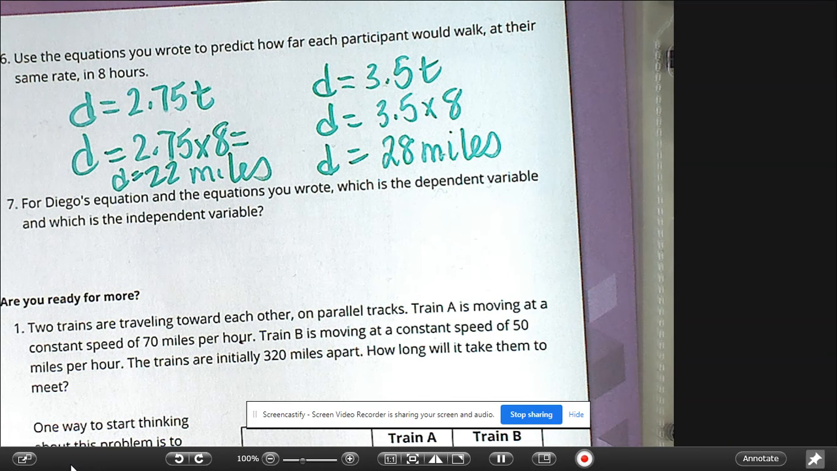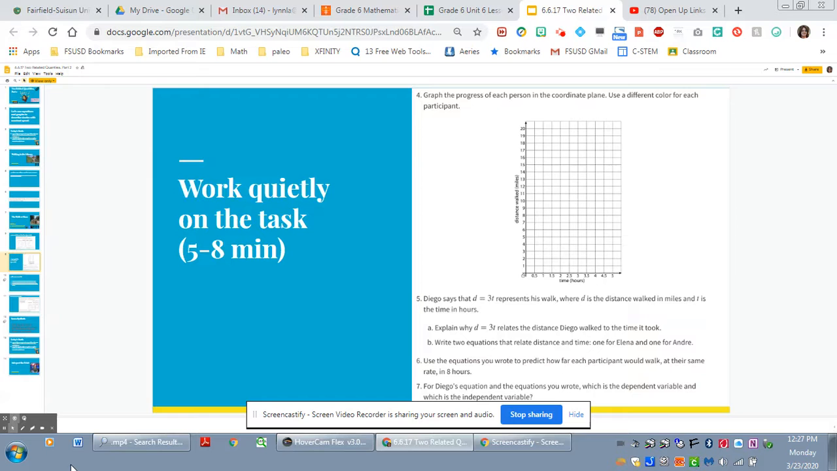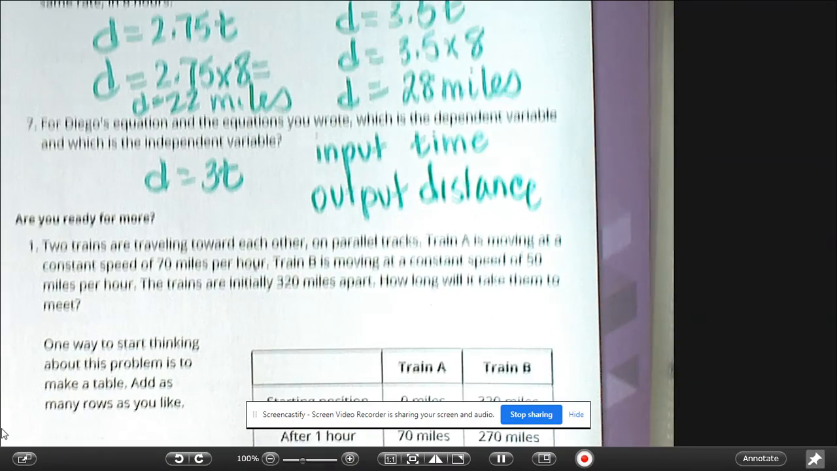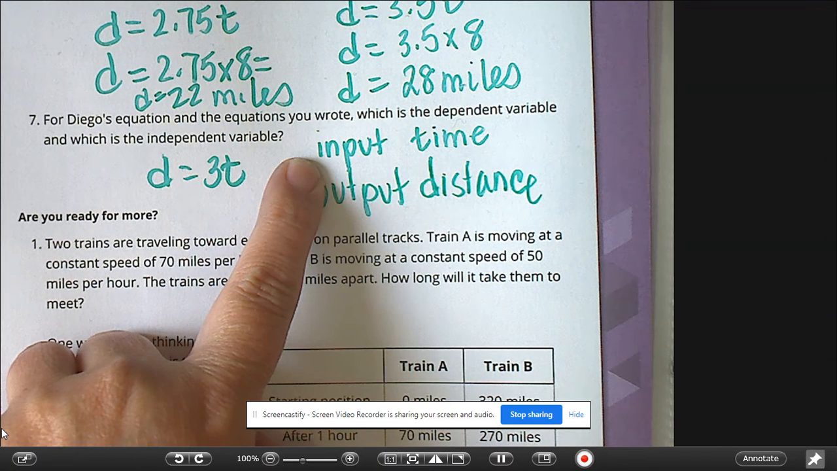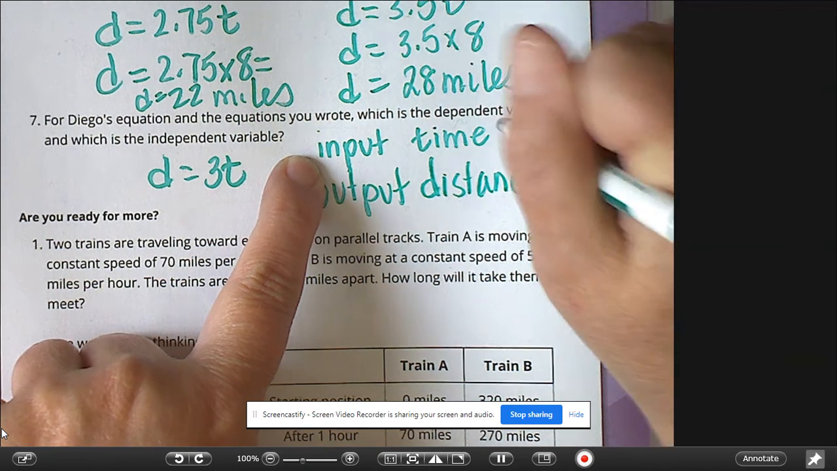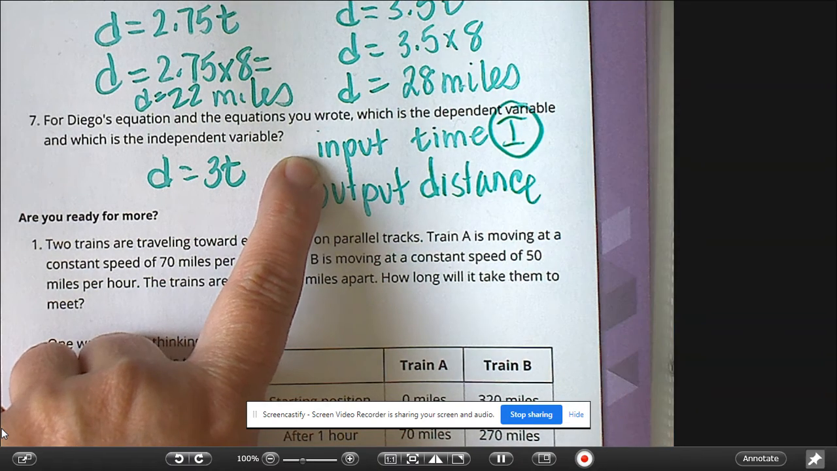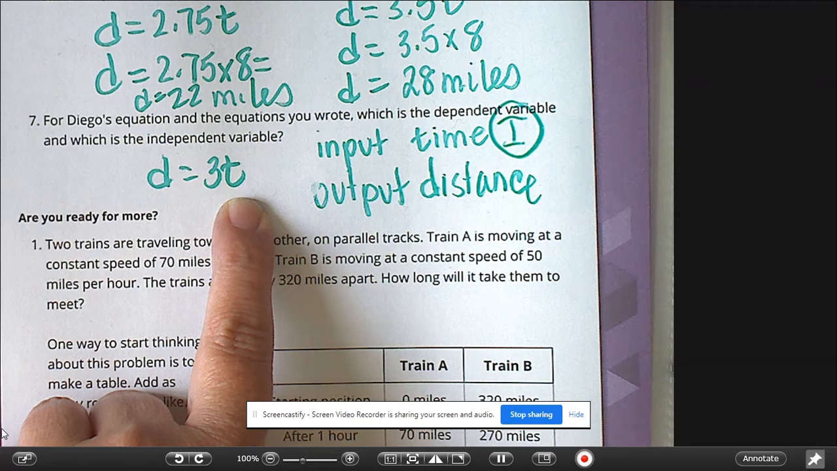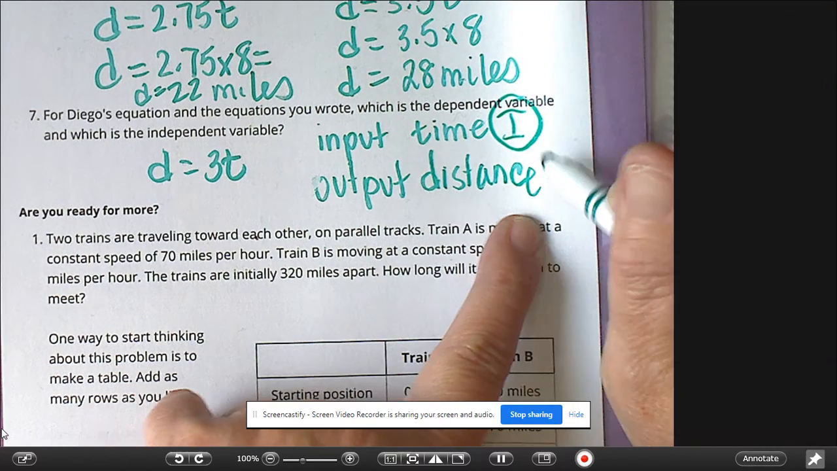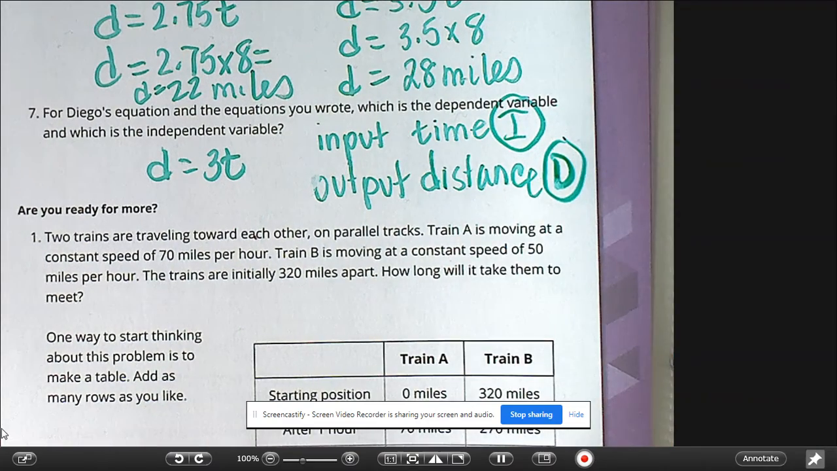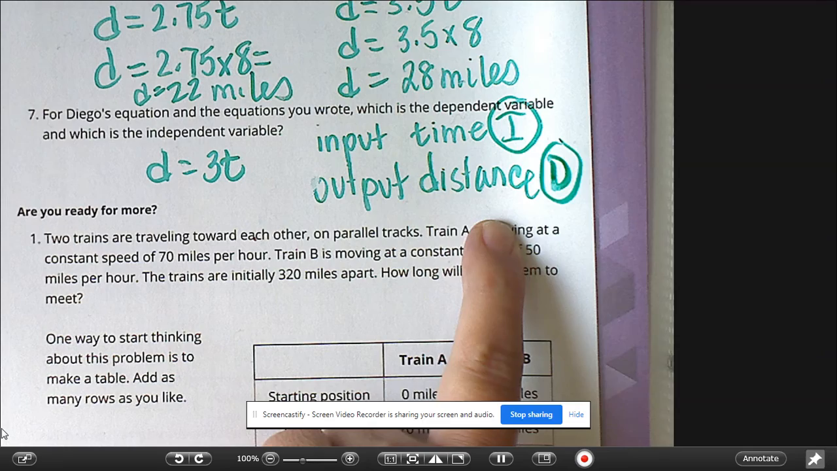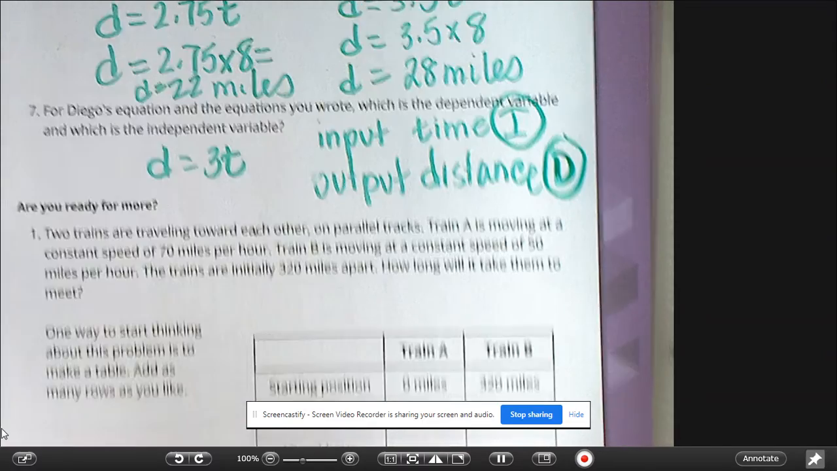Okay, and for number 7, in Diego's equation, so we said Diego's equation was D equals 3T. So the input is your independent variable. So the time is the one you input, and the output distance is the dependent variable. In other words, how far you travel depends on how much time you're walking. All right.